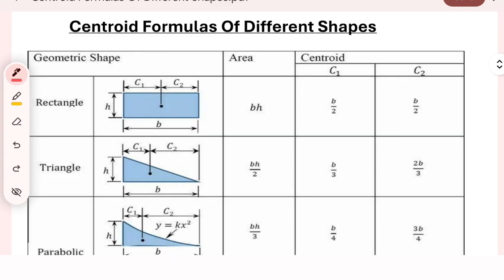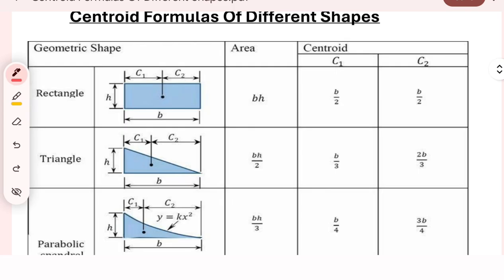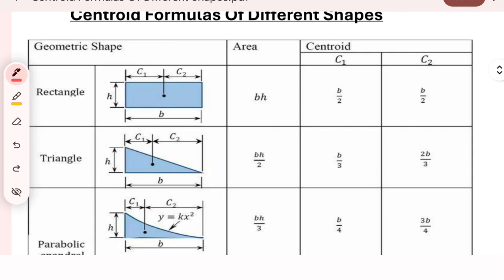So here are the different types of shapes. These are very common shapes that almost always appear in engineering mechanics problems. So I will introduce you to some of these shapes and how you will compute the area as well as the centroids of these basic shapes. I put them all in a table for you to easily understand.